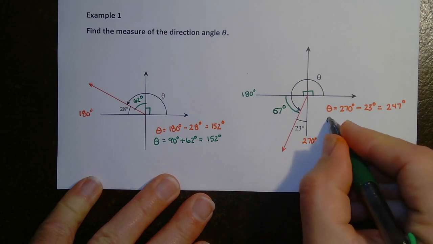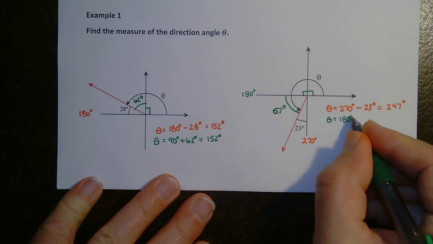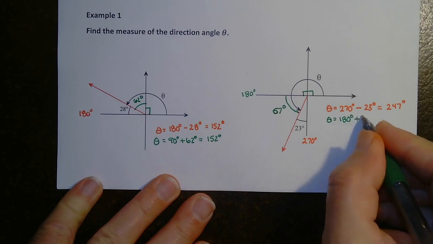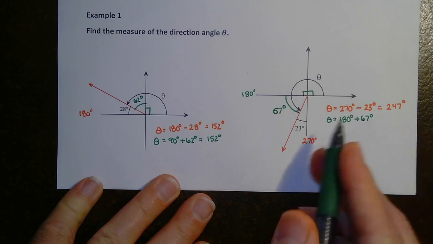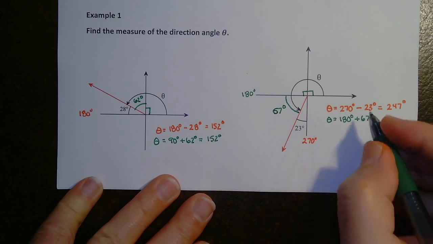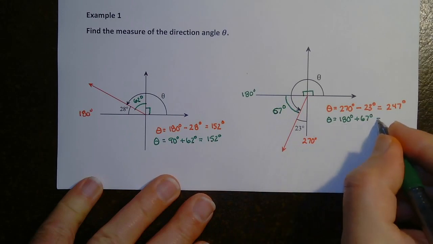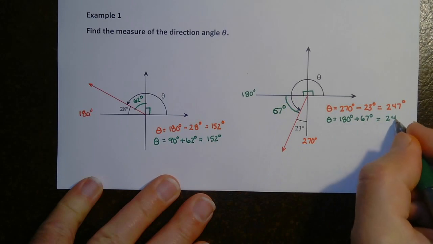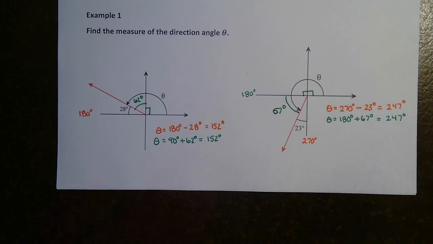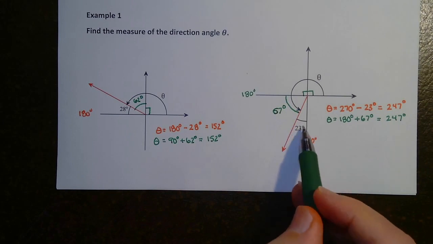Okay, so we could take our angle theta, we could take 180 degrees and add the 67 degrees, because we go all the way to here and then that much more. Okay, and so 180 degrees plus 67 degrees would give me an angle of 247 degrees. Okay, so sometimes you're going to have this situation, and this would be this one right here.